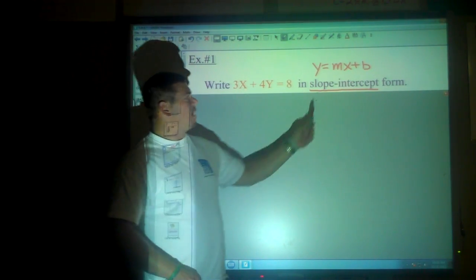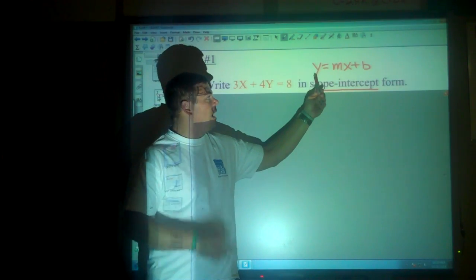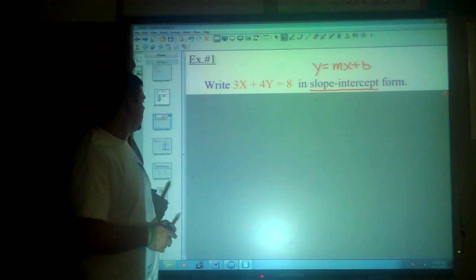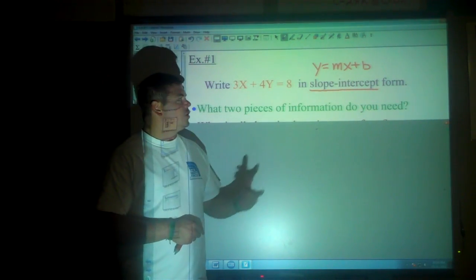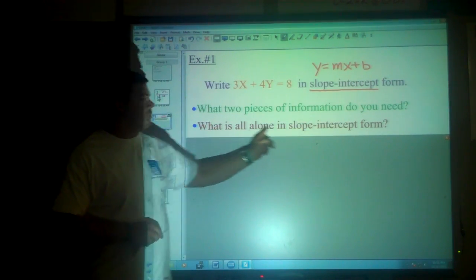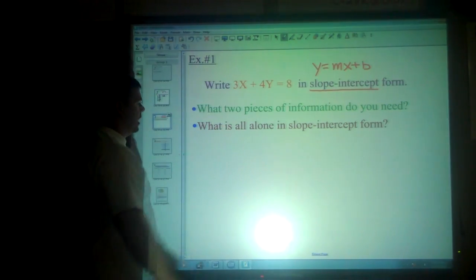What's special about slope-intercept form is which variable is completely alone: the y value. We need to get the y variable all by itself. So what two pieces of information do you need? You end up needing the slope and the y-intercept, which means we must get the y value all by itself. So let's try that out.